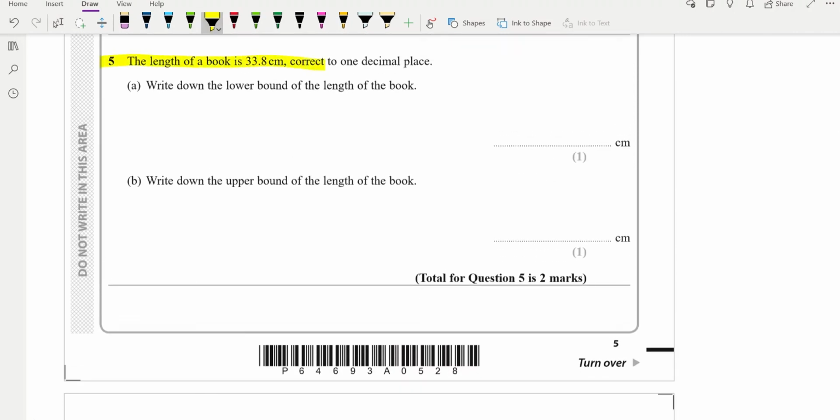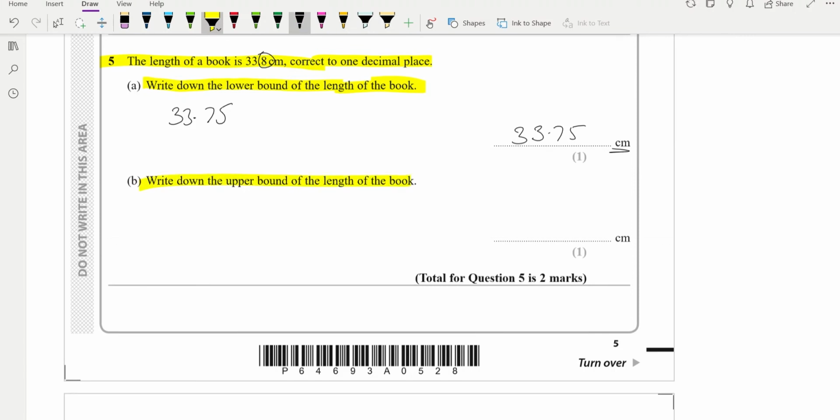The length of a book is 33.8 centimeters, correct to one decimal place. Write down the lower bound of the length of the book. The lower bound will be half of a centimeter's tenth, adding and subtracting, so it will be 33 point, instead of 8 we will write 75. This will be the lower bound: 33.75 centimeters.